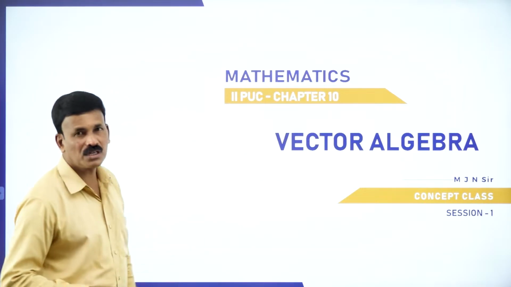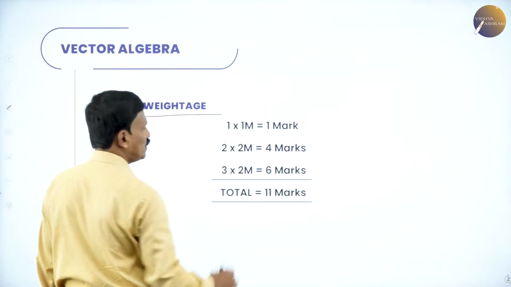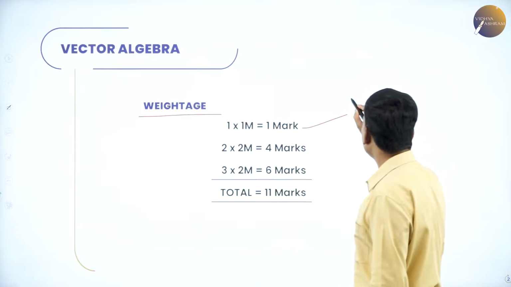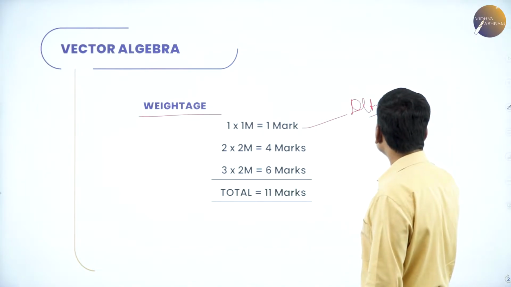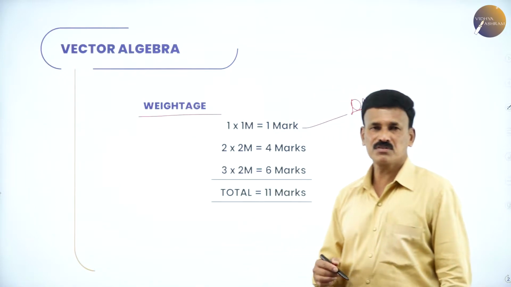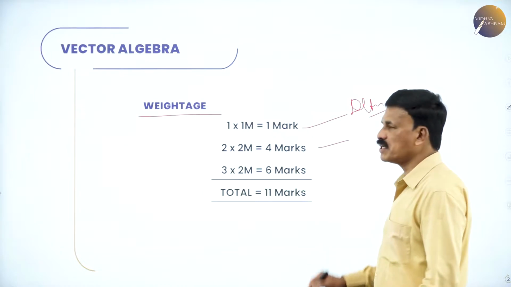Now let us come to the weightage. What is the weightage for this chapter, vectors? It contains one mark questions. Usually they will ask one definition of vectors or types of vectors. So you will get a 1 mark question from types of vectors or definition, and there are two mark questions.